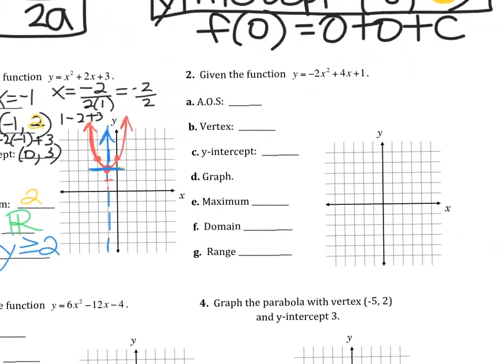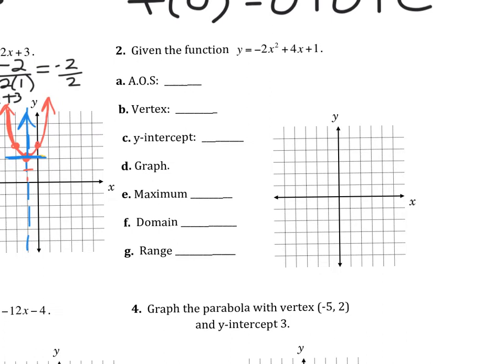All right, we're going to do another one. Number 2. This one's going to be, a is -2 here, so it's going to be pointing down, so I know that for sure. So let's go ahead and find the axis of symmetry. We're going to do -b, which is -4, over 2 times a. So -4 over -4 equals +1.